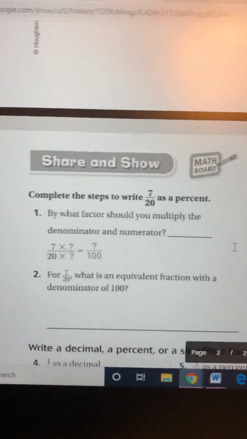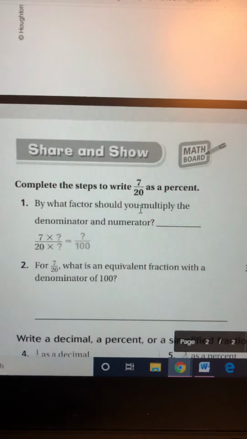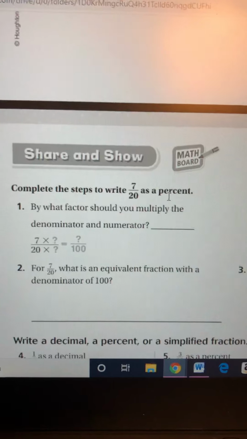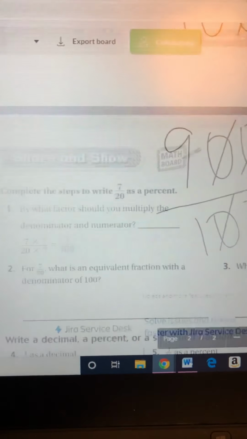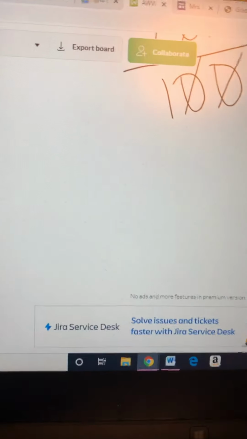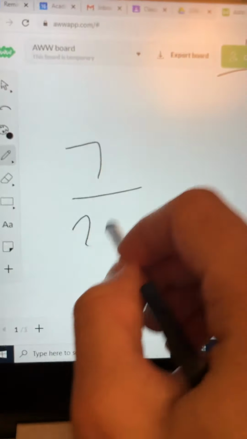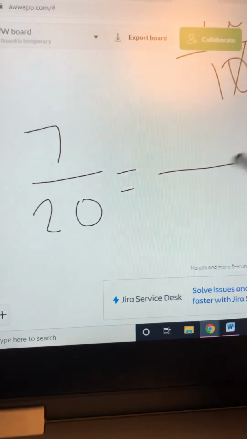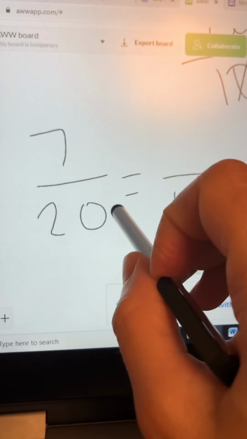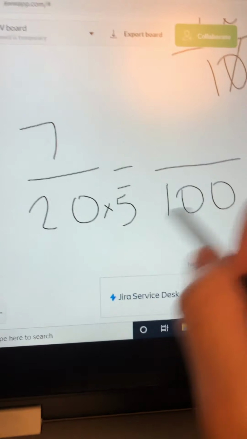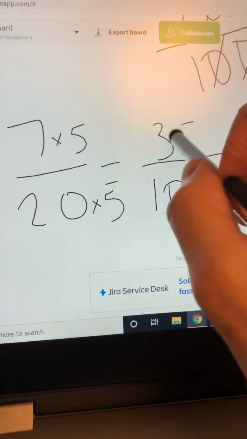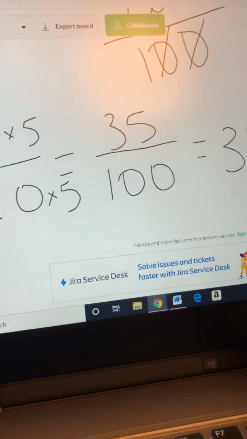All right, so let's do numbers 1 and 2 together. Complete the steps to write 7/20 as a percent. So what do you have to do? Again, to get a percent, we must make it out of 100. So let's go back to the whiteboard. They're telling us to write 7/20 as a percent. So I'm going to make my equivalent fraction out of 100. 20 times 5 would give us 100. So the numerator also needs to be times 5, and that gives you 35, which equals 35%.